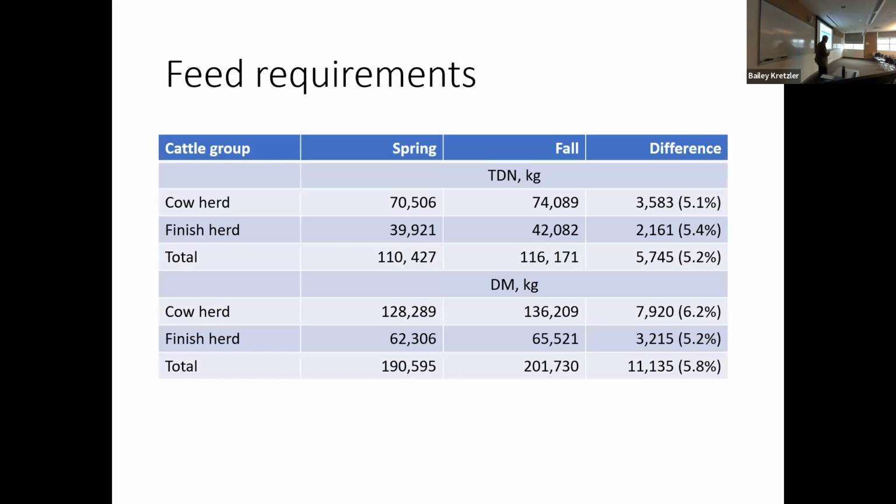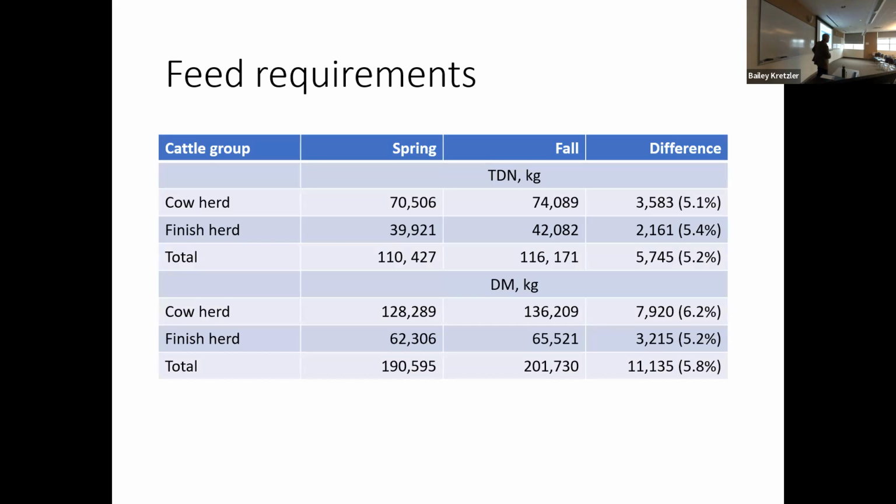What we found, I won't talk too much about the total digestible nutrients. I'll talk about the dry matter, because we'll come back to these numbers later, is that to feed this breeding unit, you need about 190,000 kilograms of feed dry matter. So roughly 200,000. For the spring herd, it's a little more for the fall herd, but that's rough numbers. We're talking 200,000 kilograms.